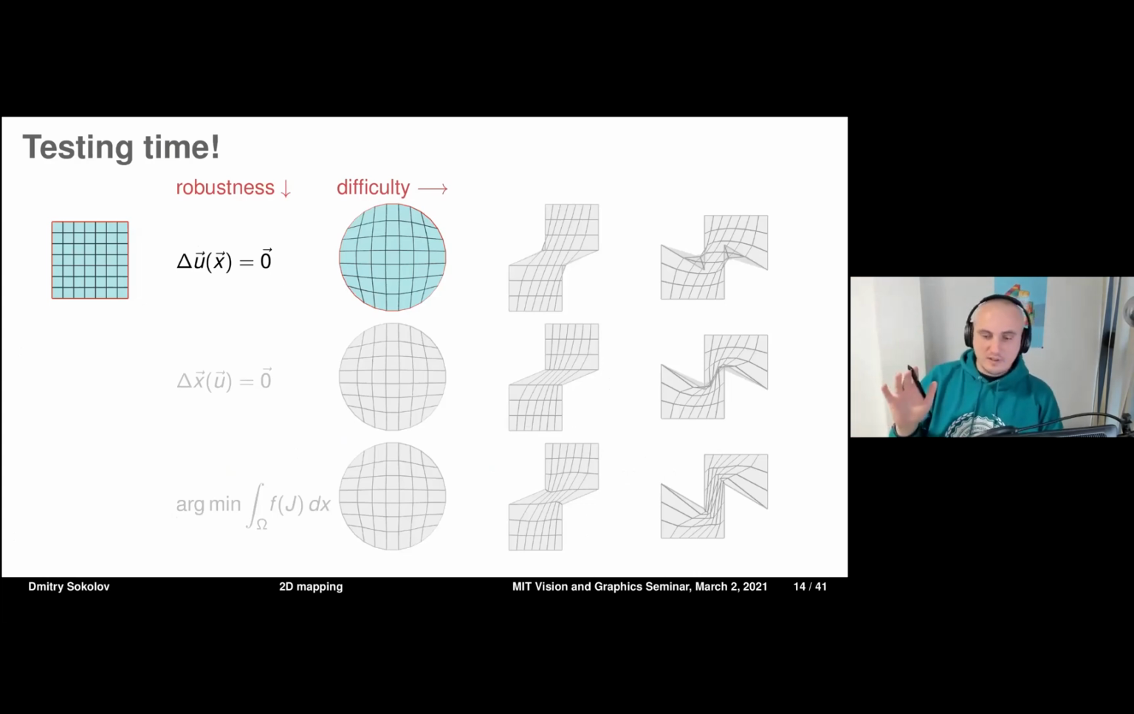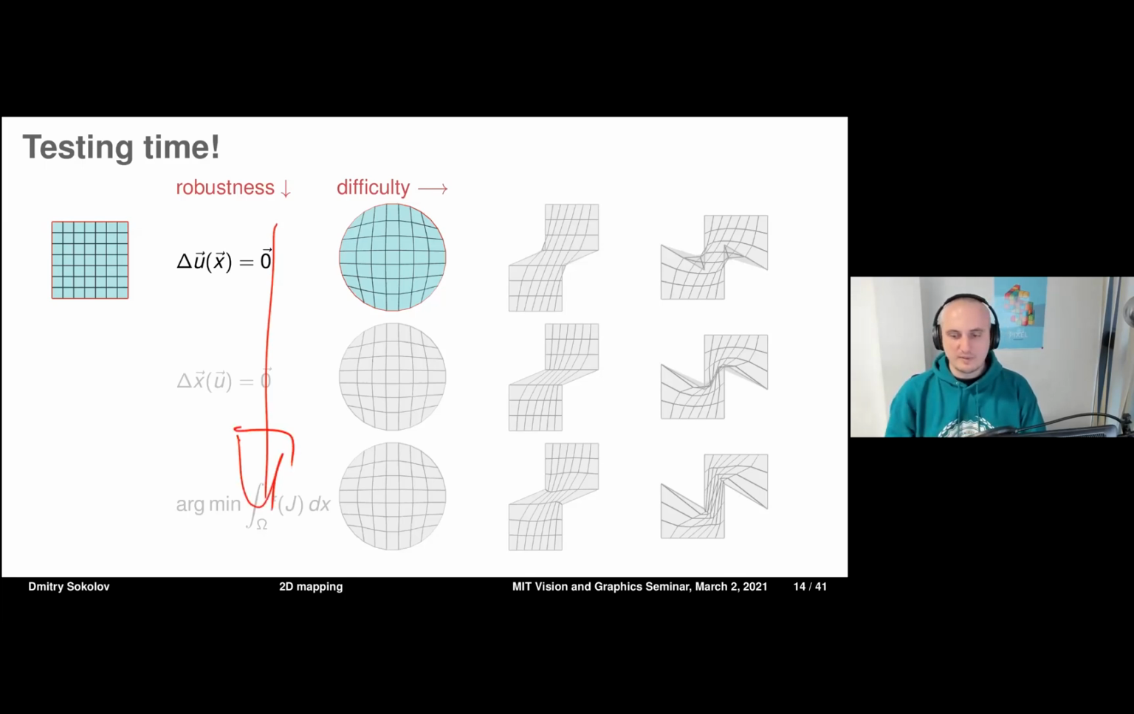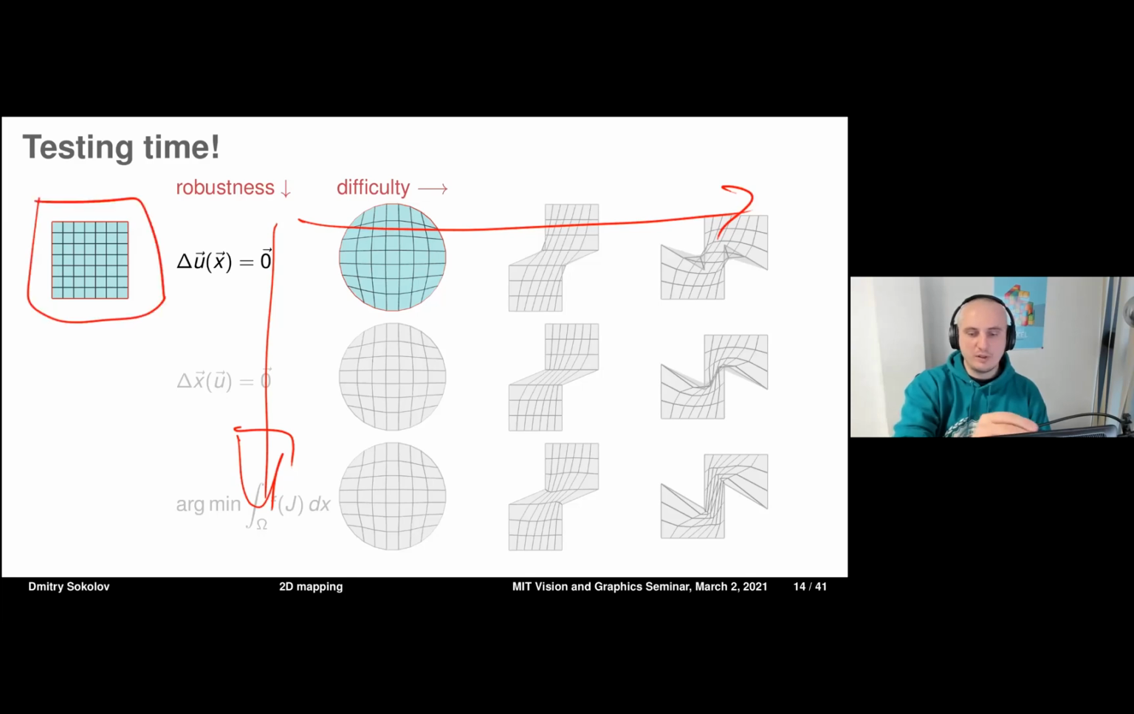Okay, now it's the testing time, and this slide gives the outline of the 2D section of my presentation. We will see three different ways to build 2D maps that will be confronted with three test cases sorted by the order of difficulty. In all tests, we map a regular grid to different shapes. We have already seen that Laplace's equation allows us to produce a valid map from square to the disk.